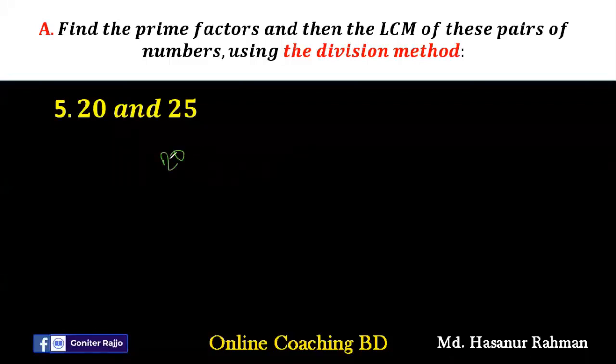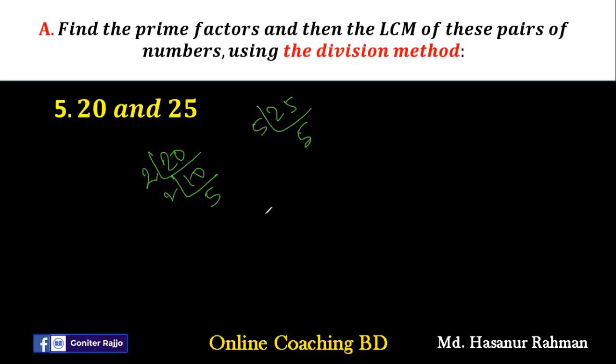We can divide 20 in this way. 20 divided by 2 will be 10. We can divide 10 by 2, it will be 5. Now 25. We can divide 25 by 5, it will be 5. Now we have to express 20. 20 is equal to 2 multiplied by 2 multiplied by 5. And 25 is equal to 5 multiplied by 5.